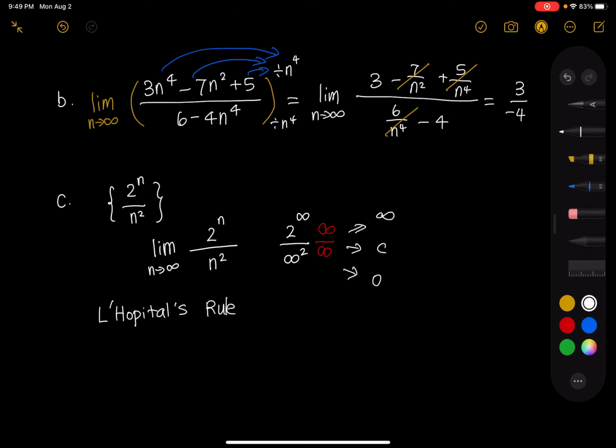So I'm going to remind you what L'Hopital's rule is. If we're interested in a limit as x goes to a, where a can be any real number or negative infinity or infinity, and we have two functions, f of x divided by g of x, and we have the indeterminate forms, infinity over infinity, plus or minus, or 0 over 0.